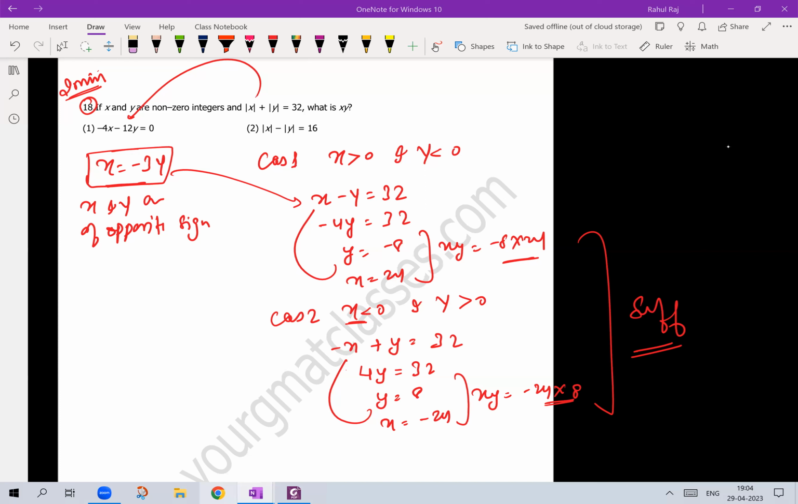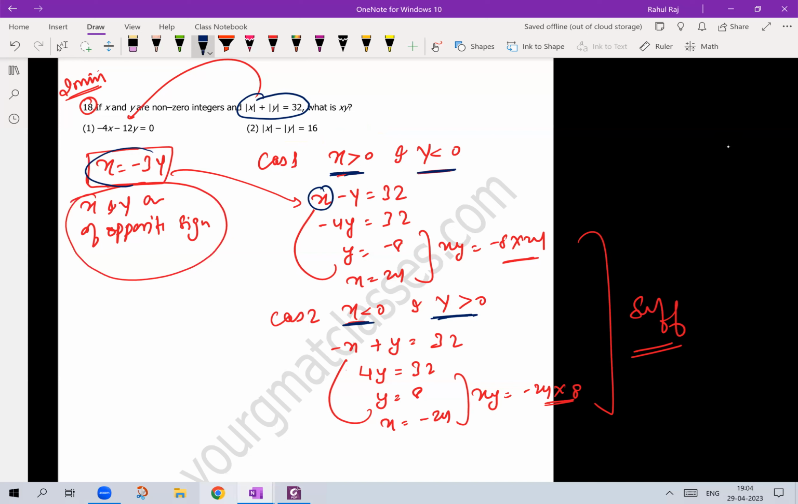Anyone, any doubt? Statement number 1, 2 straight away not sufficient. In statement number 1, we didn't do anything. We have just come to a conclusion from statement number 1 that x and y are of opposite signs. So these are the only two cases I'm bothered about: when x is positive, y is negative, and when x is negative, y is positive. Now, when x is positive and y is negative, I'm just evaluating my given information. Mod x plus mod y is equal to 32 becomes x minus y, because for x greater than 0, mod x is x, and for y less than 0, mod y is negative y. So x minus y is equal to 32.